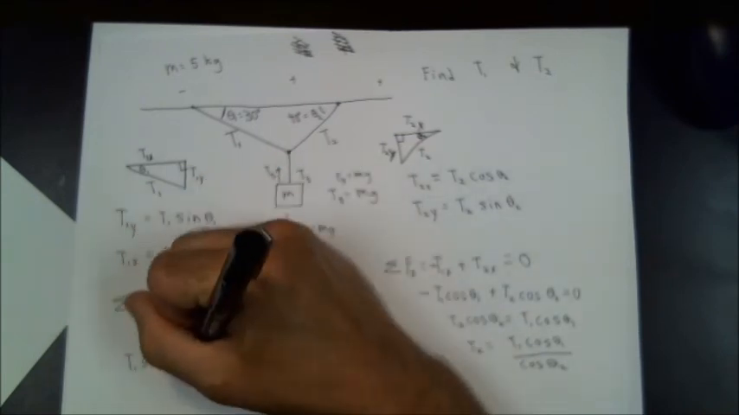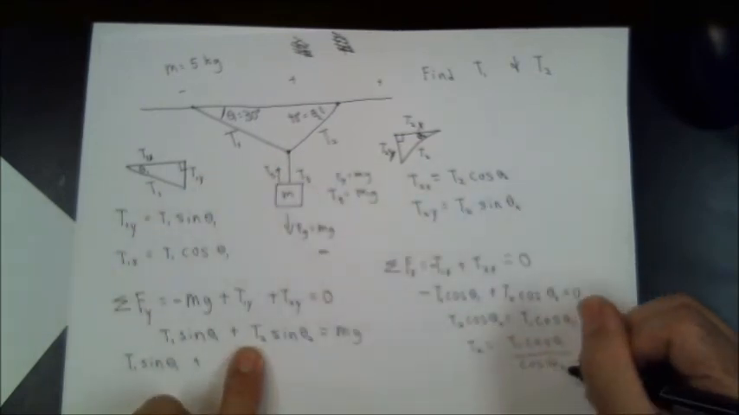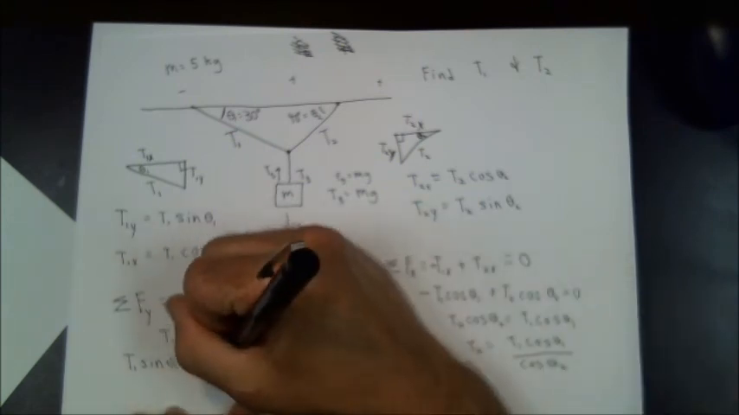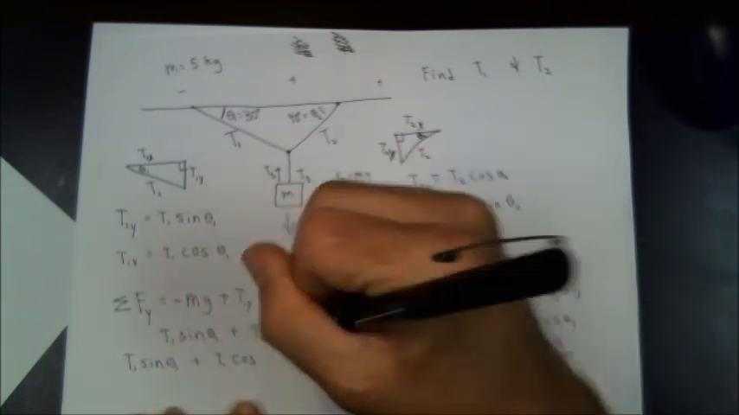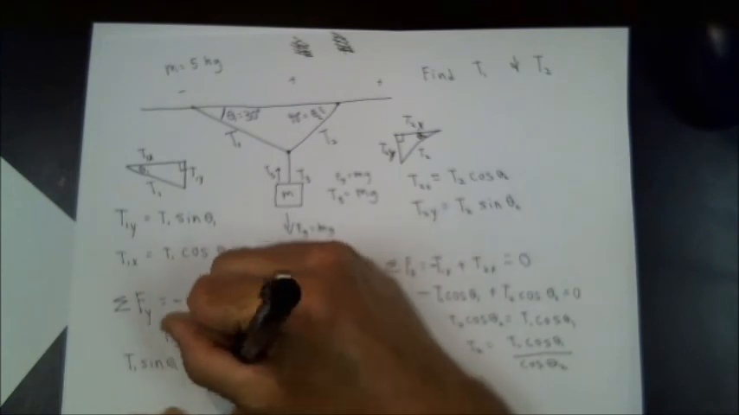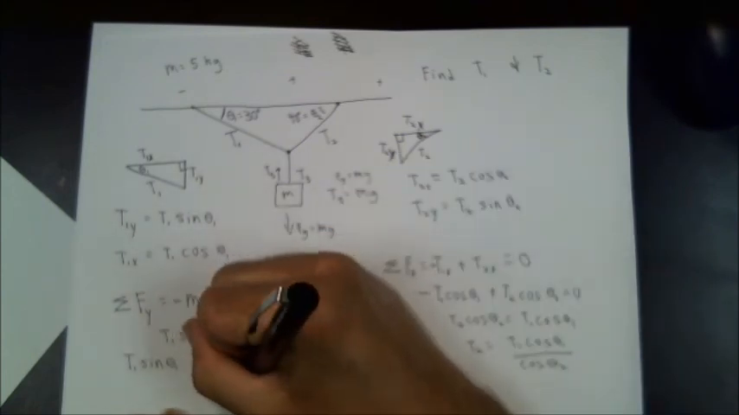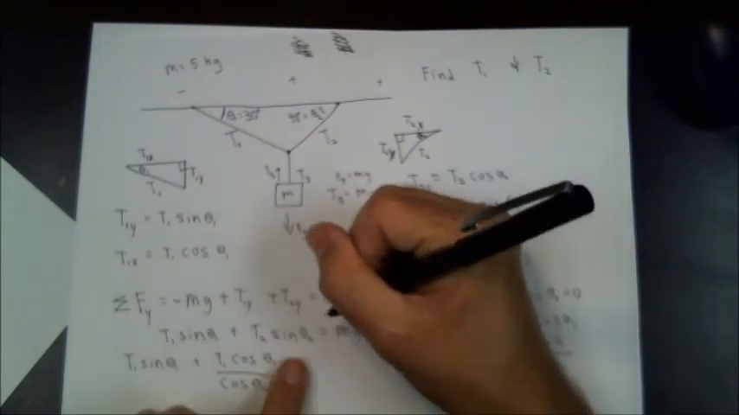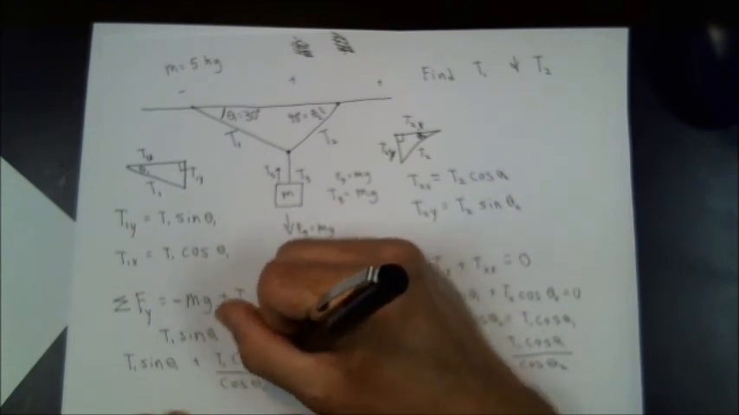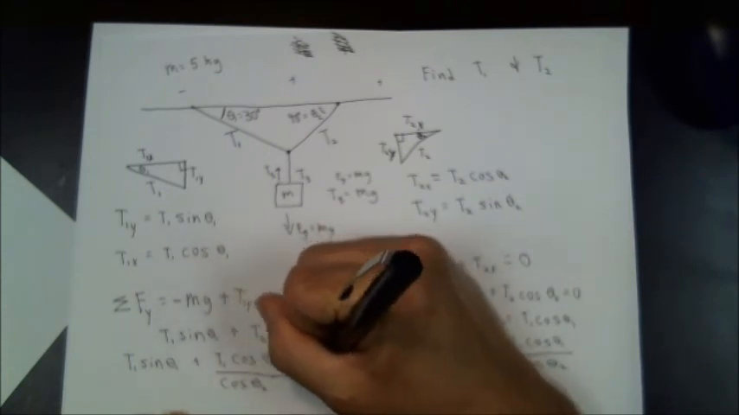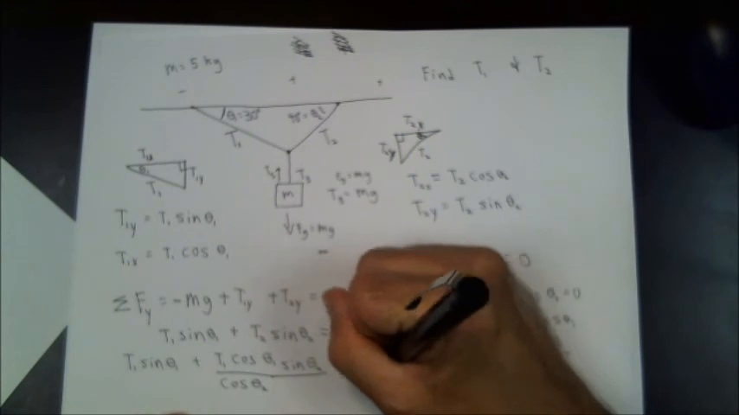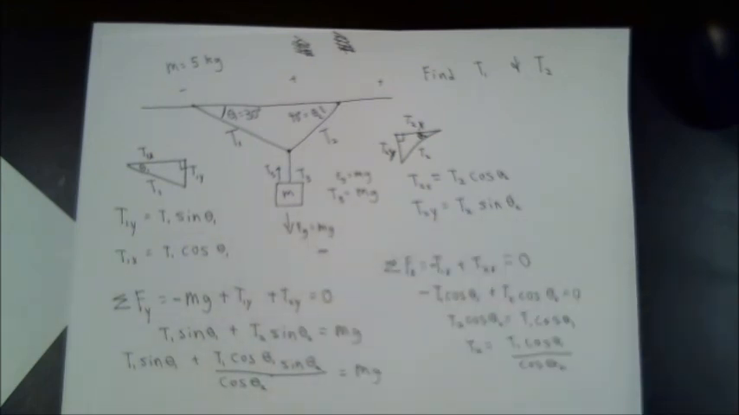So I'm going to rewrite it: T1 sine theta 1 plus, where I have T2, I'm going to put this equation, T1 cosine theta 1 divided by cosine theta 2 multiplied by sine theta 2, and all that equals mg. Starting to look like a nightmare of a bunch of equations, but it's really not too bad.